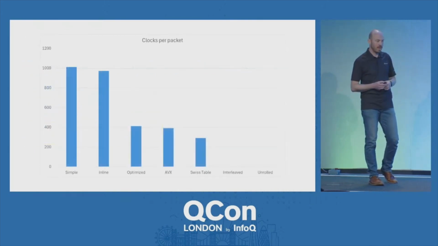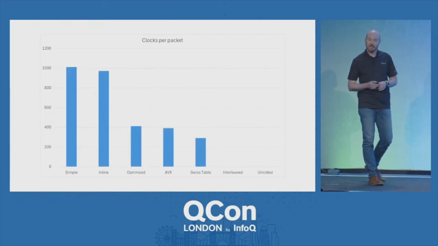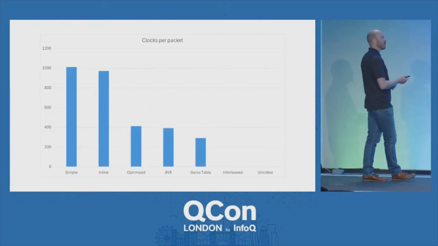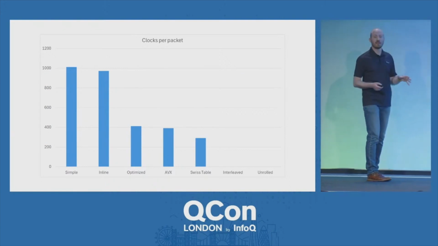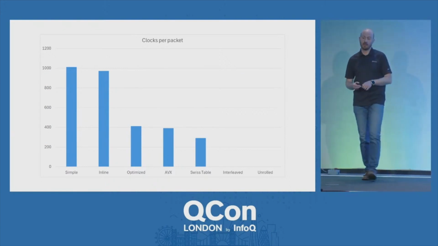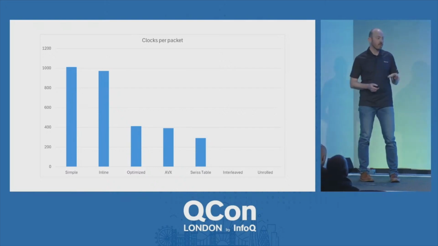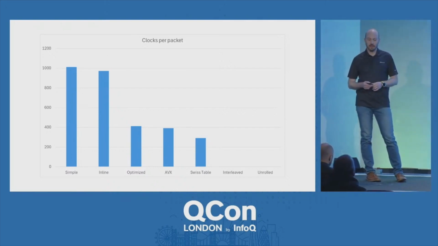Does this lookup do any better, though? And the answer is yes, it does. It does significantly better. So we're dropping from about 400 clocks per packet to about 300 clocks per packet. So we're getting a really good performance boost from using this new data structure.